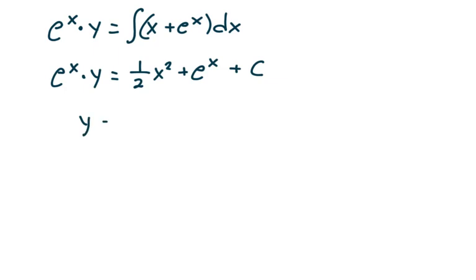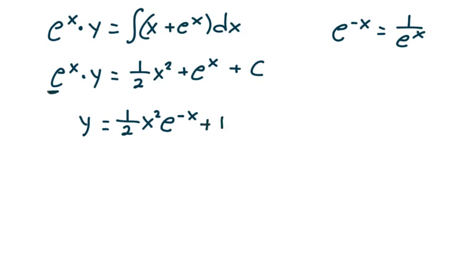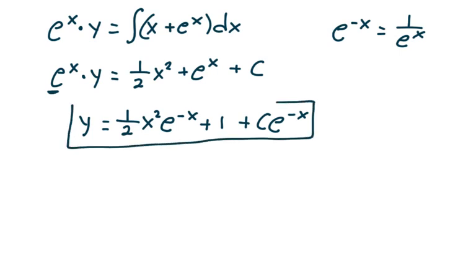So I'm going to solve. So y is 1/2 x squared e to the negative x. And don't forget, e to the negative x is equal to 1 over e to the x. Okay? And then if I take e to the x divided by e to the x, I get 1. So I'm going to put a 1 there. Plus ce to the negative x. And that's the solution to example 1.